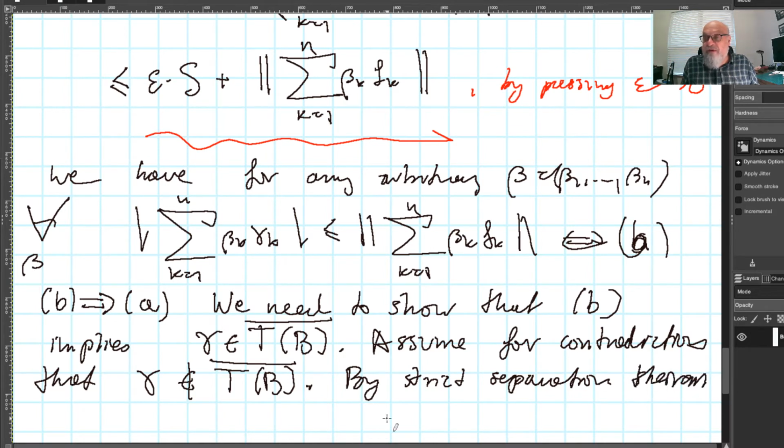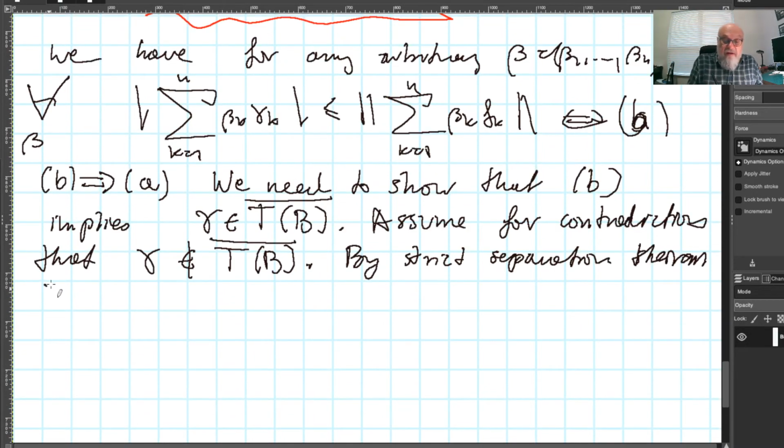So what is the strict separation theorem? This is Banach geometric version 2. We have here that there exists a functional. So we can say a functional belonging to (R^n)*, but we can identify this functional with a vector beta belonging to R^n.